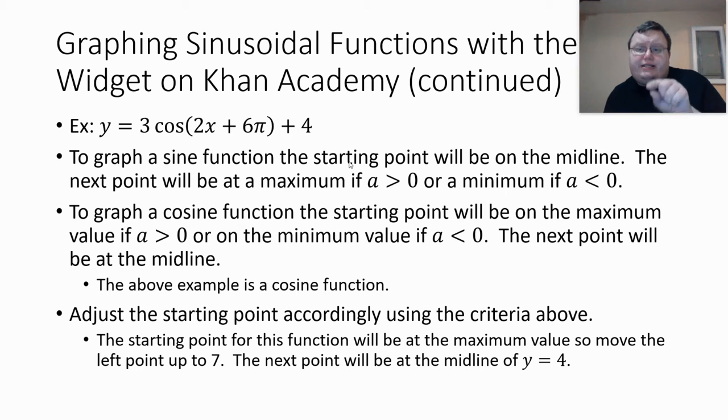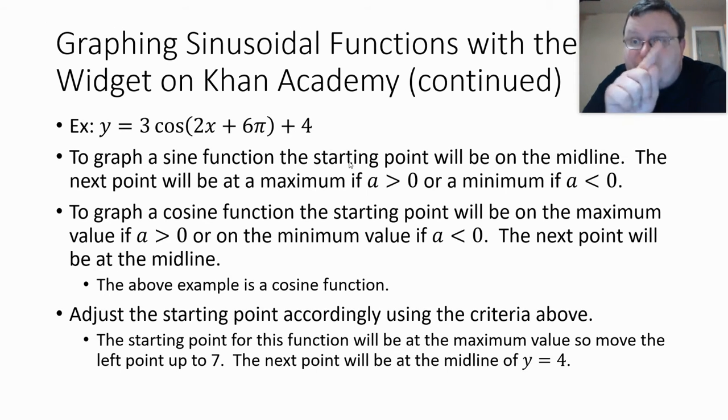I also will say this about the widget. Sometimes it's helpful to switch your points. If you move the left point further right past the other point, you'll switch your points, and that's sometimes helpful with graphing cosine. Now your new left point, which was your right point, will be your starting point. Move it to where the maximum is at 7.